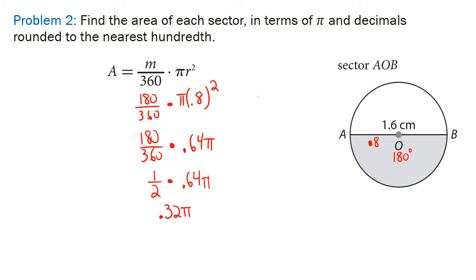And putting it in terms of a decimal, we can go ahead and multiply 0.32 by 3.14, giving us 1.00 centimeters squared.